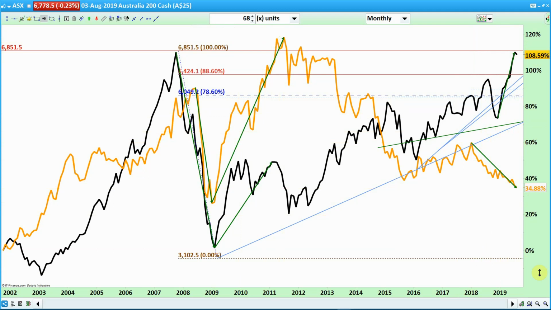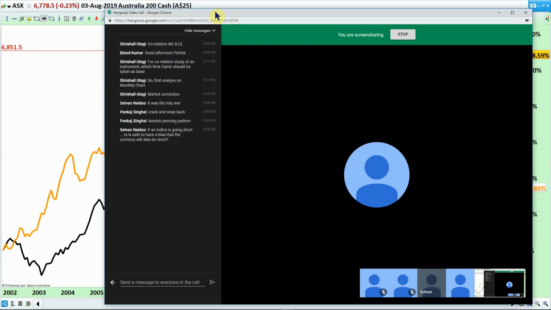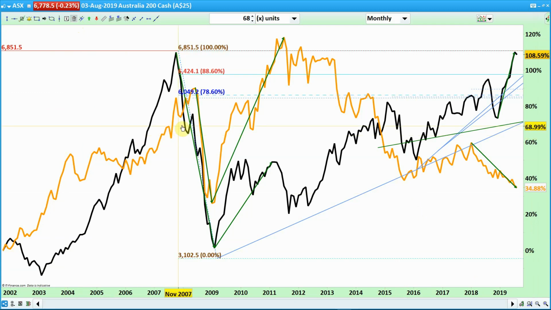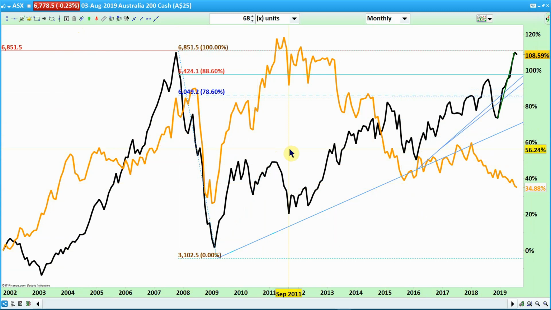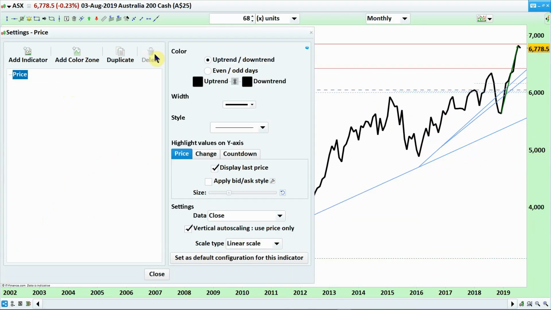Yeah, so to answer, I think Selvan has answered his own question. I think it is country dependent, Selvan. So Selvan's question was, if an index coming down, is it safe to bias that the currency will also be short? So I think for ASX it's fine. And now let's see for another one. Let's try another one, which is, I think, Pound. Try cable.